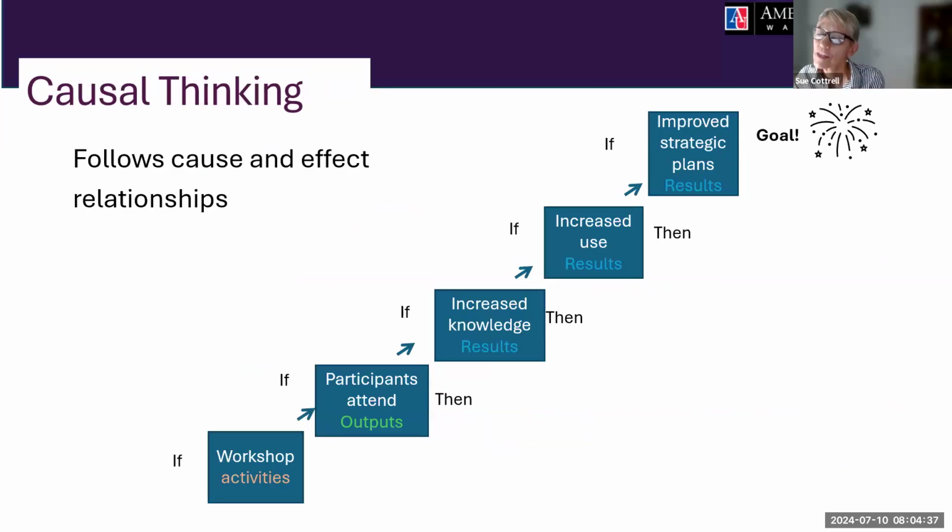So that's causal thinking. And we're going to follow this cause and effect relationship. And we're going to use this workshop as an example. Your goal is improved strategic plans. So how will you achieve that? Your activities: you're going to start with this workshop.